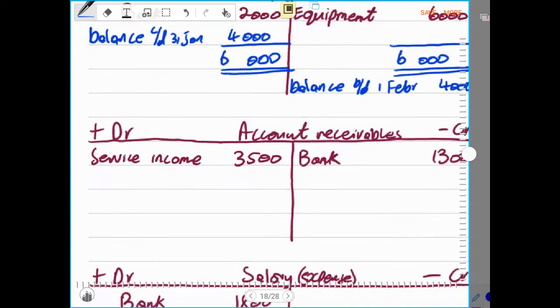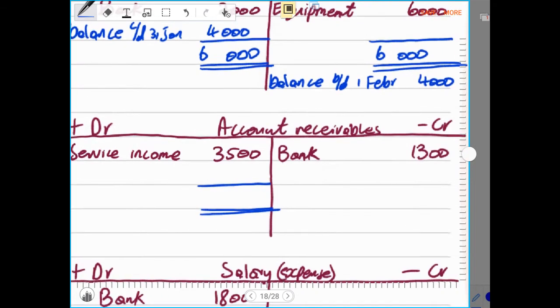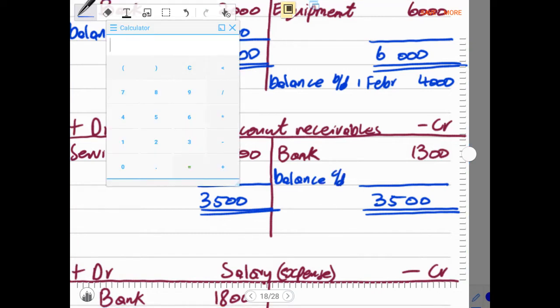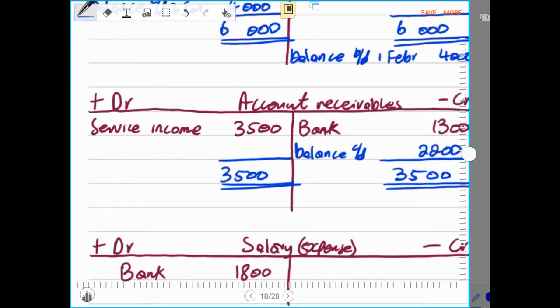Then now we go to assets. Remember, once again, when it comes to assets and liabilities, we have to balance them. We take the amount of the bigger side, and the bigger amount is on the debit side, 3,500. Therefore the balance carried down is always on the smaller side. Our balance carried down is the difference between 3,500 minus 1,300, and that will give us 2,200 rands. That will be the balance carried down, and we have to bring that balance in the beginning of the next month.